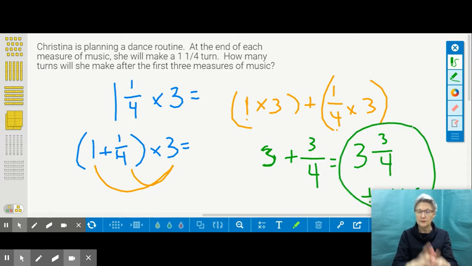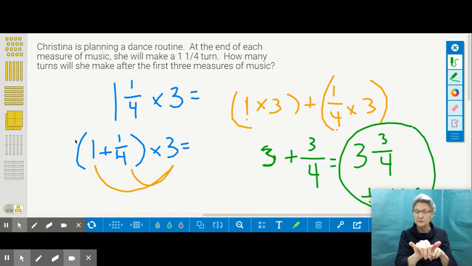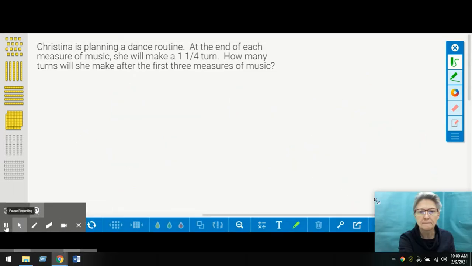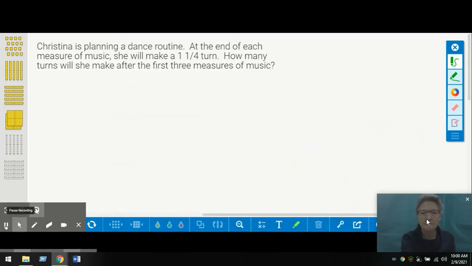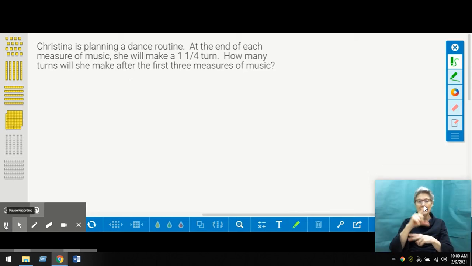Okay, that's one strategy we could use to multiply a mixed number by a whole number. We're going to take a look at another way that we could do this. So I'm just going to clear my board so we can use another strategy instead of the distributive property. Another strategy we can use to find the product of a whole number and a mixed number is to rename the mixed number as a fraction and multiply that by the whole number. So we're going to take a look at how to do that right now.